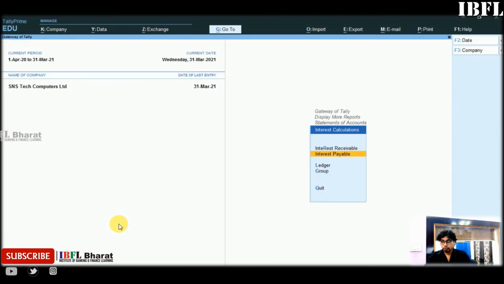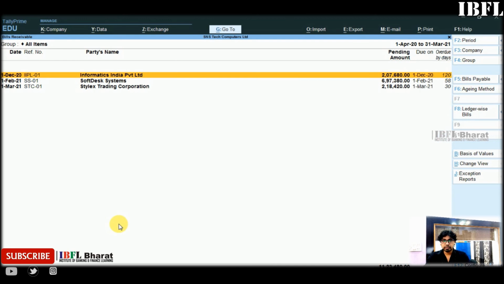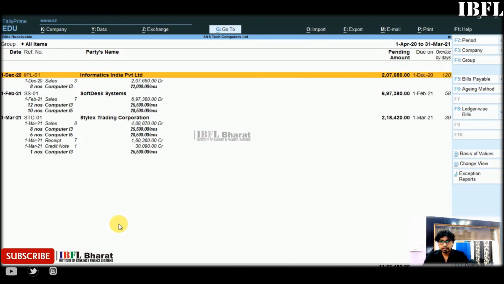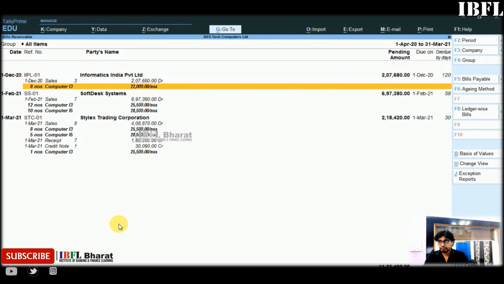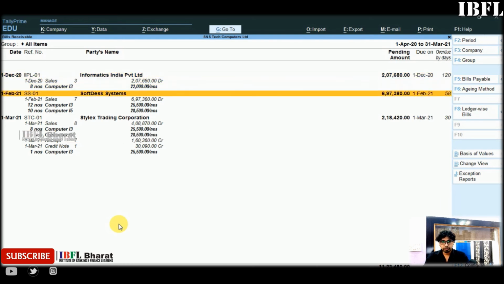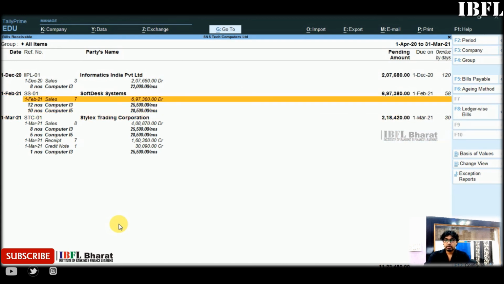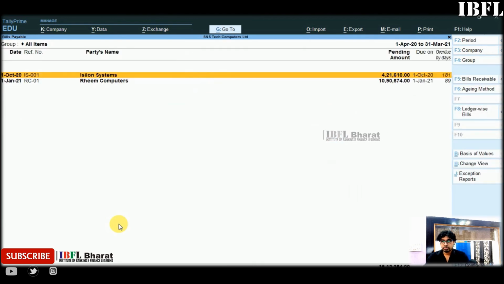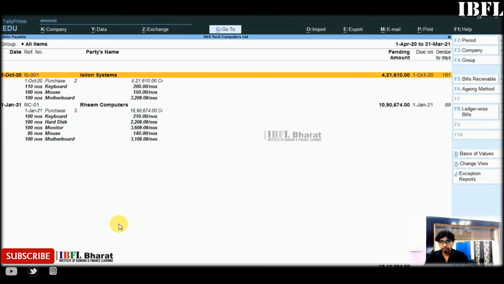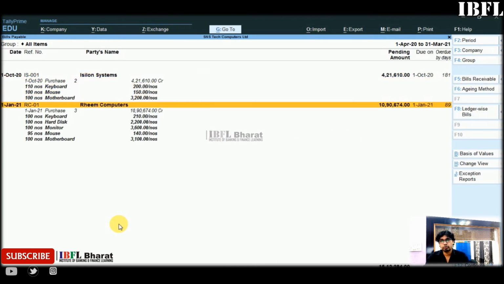After this we are going towards our outstandings. The receivable outstandings are these. How much amount we still have to receive: from Informatics India Private Limited the pending amount is this much, Softdesk Systems pending amount is this much, and Stylix Trading Corporation pending amount is this much. These are the receivables. Now the payables are Easy Loan Systems and Ream Computers, from whom we had purchased goods but had not made the payments.